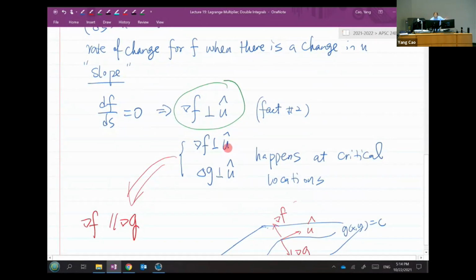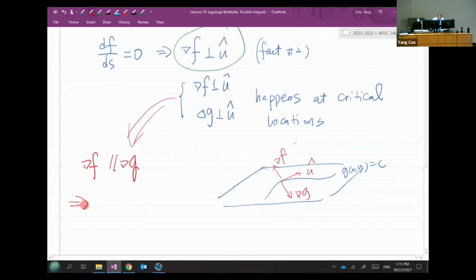And we reached the conclusion there that a critical location only happens when del F is perpendicular to the u hat, and also del G is perpendicular to u hat. This condition translates to the two gradient vectors having to be parallel to each other. So basically, this parallel condition gives us the critical condition, or the critical location. This is what we're going to work on for the next step.